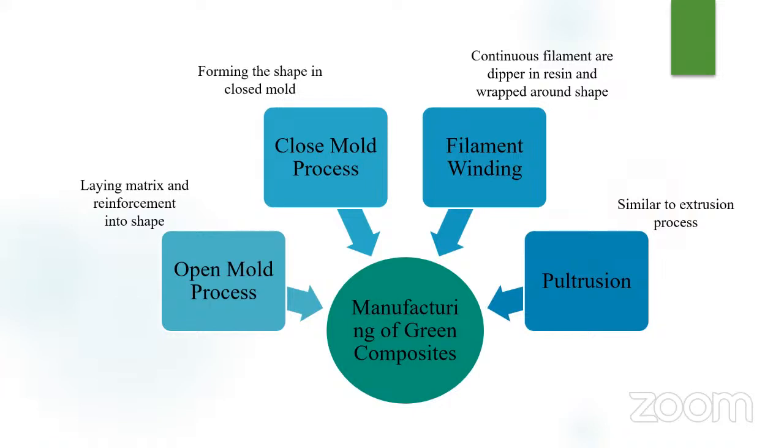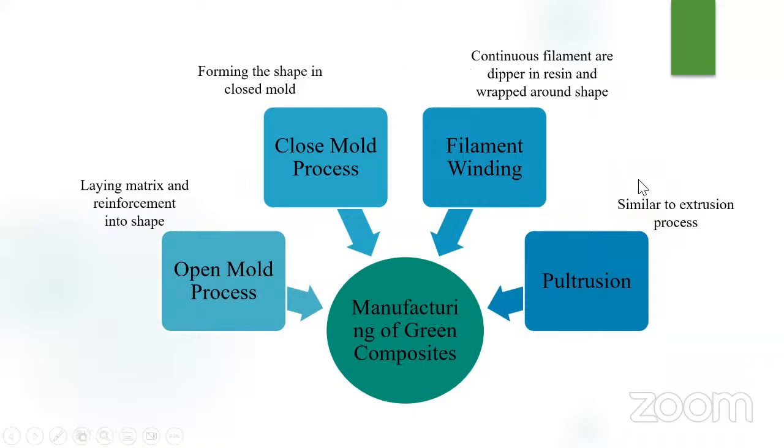So there are different processes for manufacturing of composites. One can be open mold process or closed mold process, filament winding, or pultrusion. Pultrusion is nothing but similar to extrusion process. Open mold process consists of laying matrix and reinforcement into shape in an open mold. In closed mold process, you have a mold which is generally closed, and after closing, the composite is being formed.